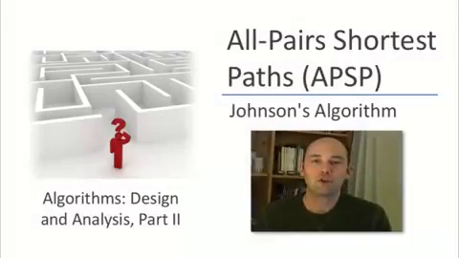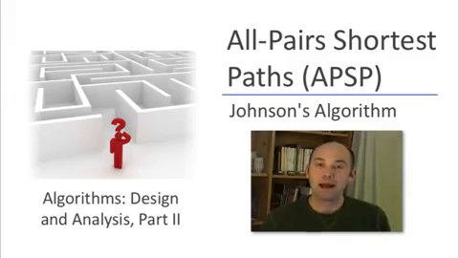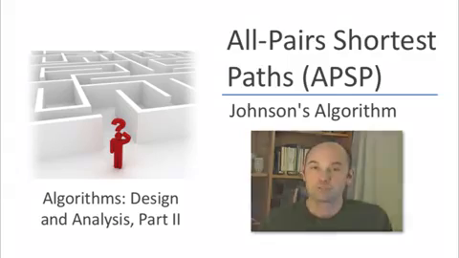In this video, we'll cover Johnson's very cool algorithm. It shows how to use the reweighting technique we introduced in the last video to reduce the all-pairs shortest path problem in graphs that can have negative edge lengths to a single invocation of the Bellman-Ford shortest path algorithm, followed by n invocations of Dijkstra's shortest path algorithm.